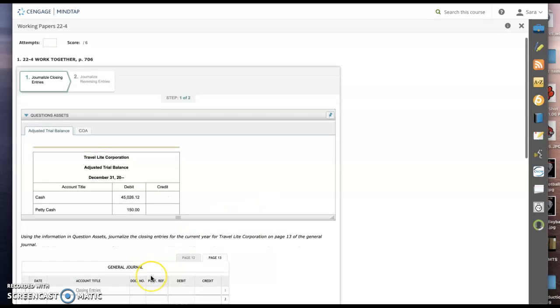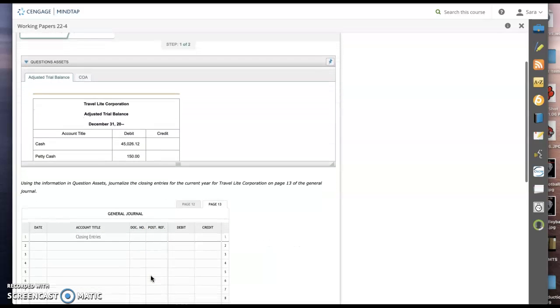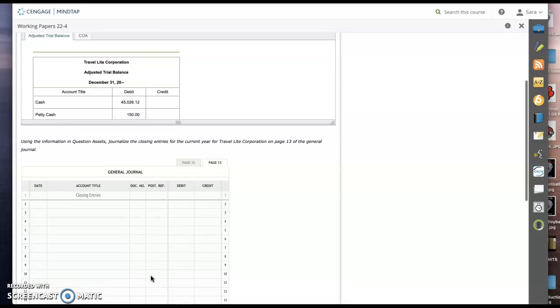Okay, the first thing we're going to do is journalize our closing entries. And what I am going to do first is just put in our date and account titles and then go back in and put in the amounts. So December 31st, and then we'll have sales.